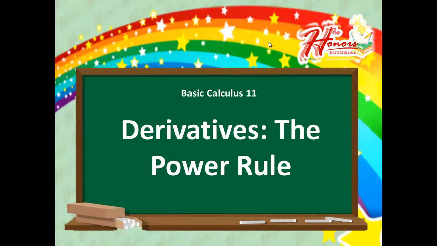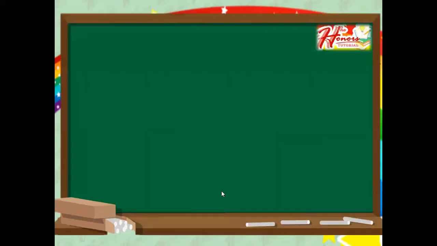Welcome to the last part of this topic, which is about derivatives, the power rule for Basic Calculus 11. In here, we will be having more complex examples than what we have on the first two parts of this topic. So let's start. For this, we will be having example number 7.